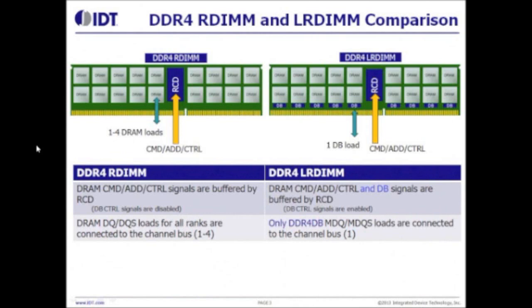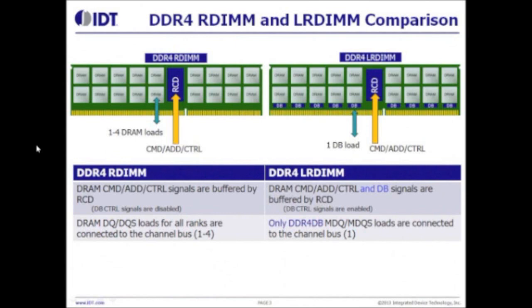Therefore, there can be from 1 to 4 DRAM loads presented at the RDIMM connector. This picture shows the front side of the RDIMM. There are just as many DRAMs on the back side. So you can imagine 4 DRAMs vertically placed where I'm showing 1 to 4 DRAM loads. These additional loads degrade signal integrity.